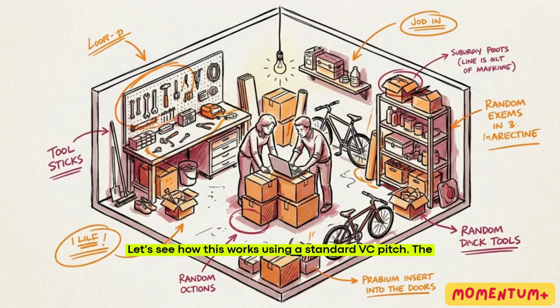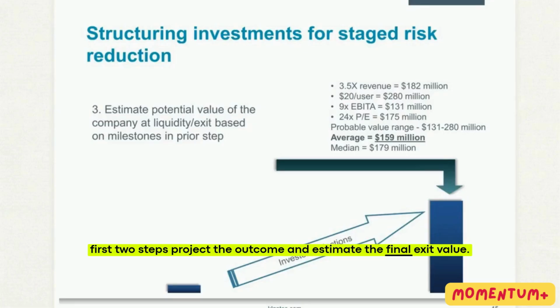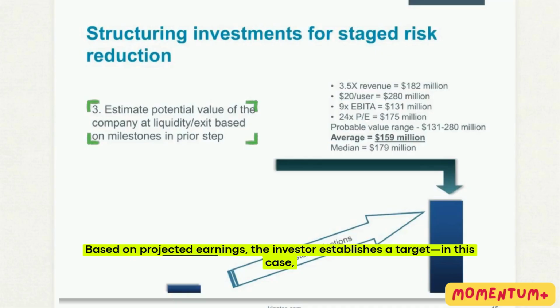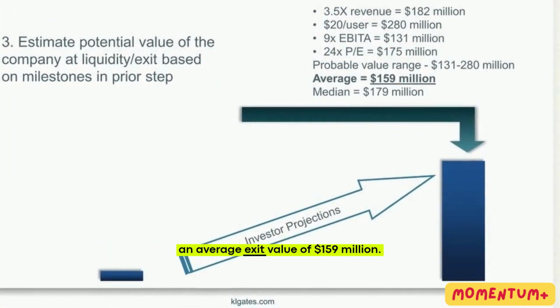Let's see how this works using a standard VC pitch. The first two steps project the outcome and estimate the final exit value. Based on projected earnings, the investor establishes a target. In this case, an average exit value of $159 million.